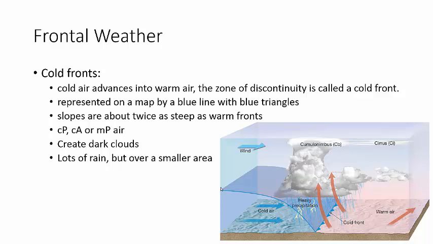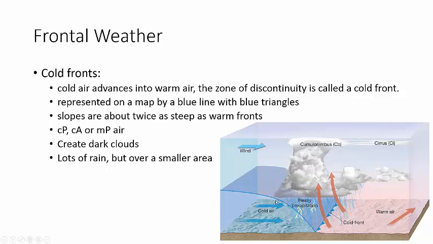Cold fronts. Instead of the warm air going into the cold air, now you've got the opposite effect. The cold air is going into the warm air. You can see that down here. You can see the cold air direction. What's happening to the warm air? It's getting forced up. And this slope is not quite as nice and gentle as the other one.